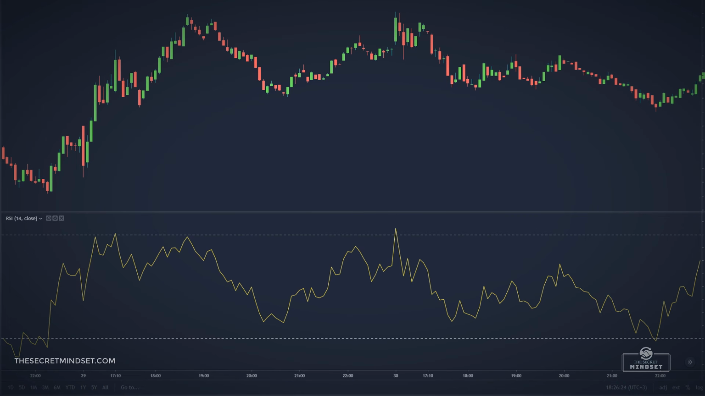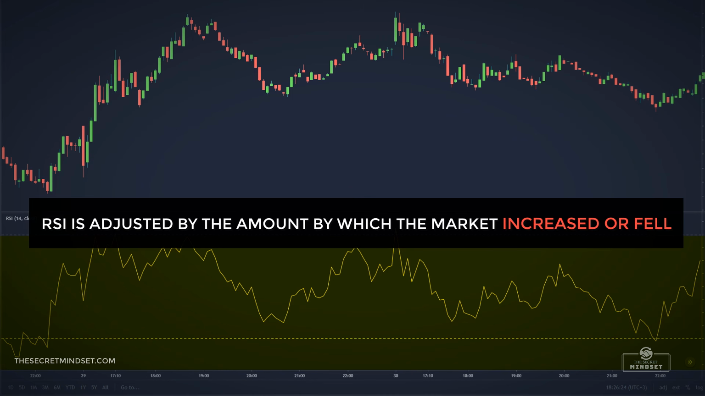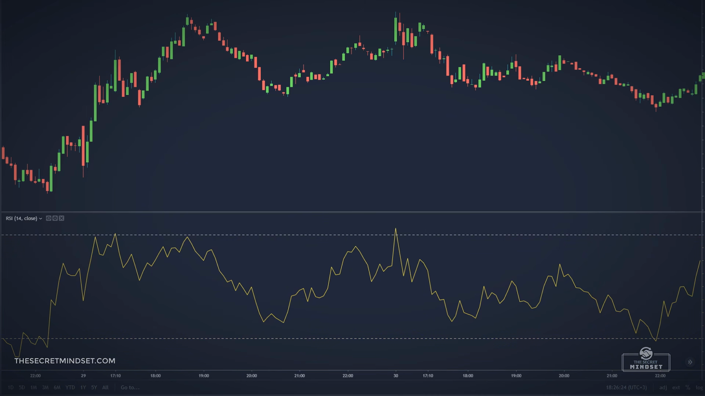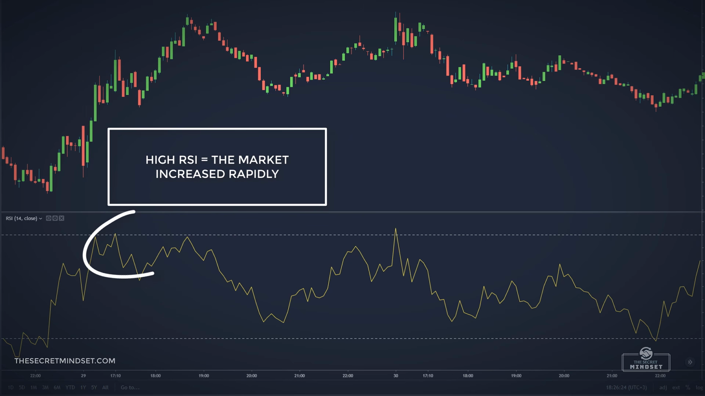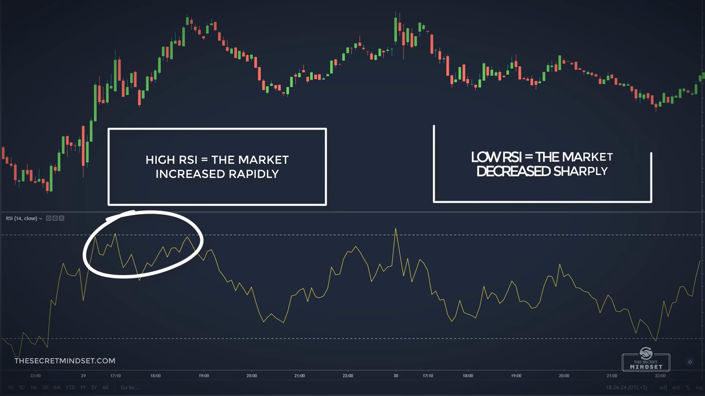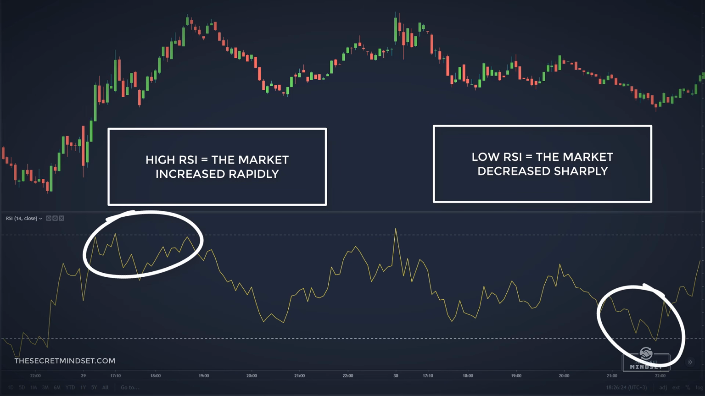Now, the relative strength index is one of the most popular technical indicators and is adjusted by the amount by which the market increased or fell. The RSI values range from 0 to 100. A high RSI occurs when the market has been increasing rapidly. A low RSI occurs when the market has been selling off sharply.